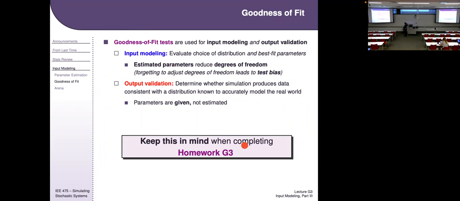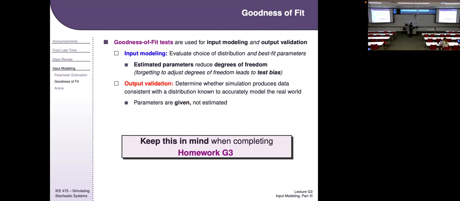I'm putting this here because in part C of the homework, part 1C, I ask you to compare part 1A to B. This is the answer to that. So those of you who have watched the video or are hanging out for it, this relates to that answer. Basically, when you estimate parameters from data, you're doing input modeling. But when parameters are given, you're doing output validation.